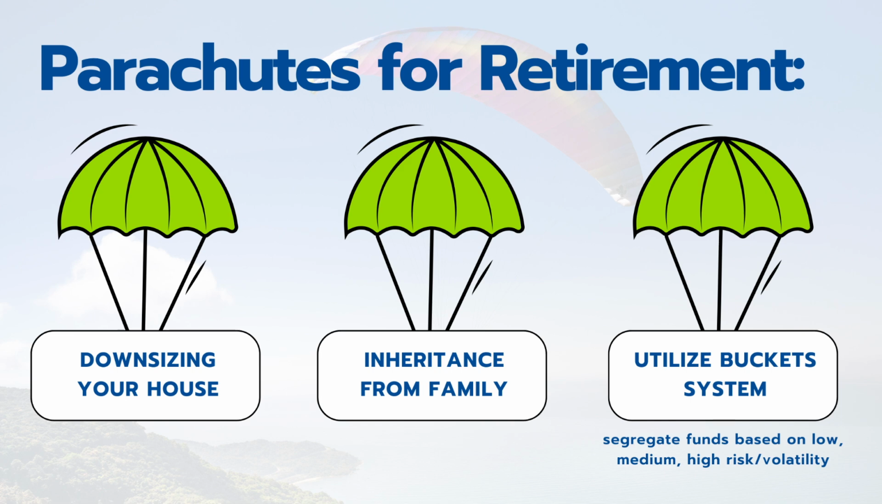And then we use the bucket system in our office, which segregates money between low risk, medium risk, and high risk, or low, medium, and high volatility, so that in down years you are protected. The money that you need in the next couple of years is protected from a big down market. These are the things that we use to protect our clients from sequence risk, which is unpredictable as you launch into retirement.